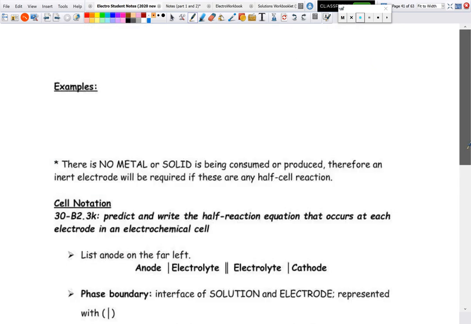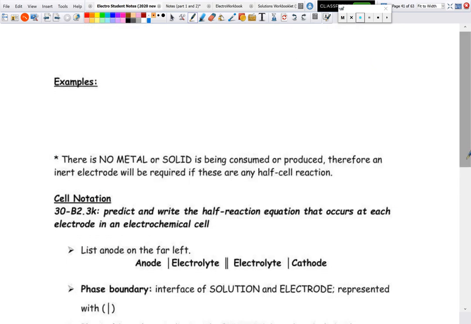So for examples, when you need to use an inert electrode, if you have something like Fe2+ going to Fe3+ plus an electron, right?